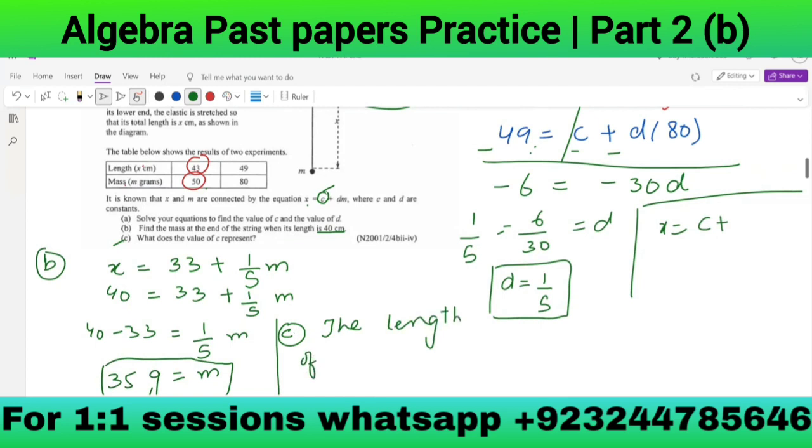C does not have any mass attached. C is alone. D has mass attached. C and D are constants. C and D are constants, but C does not have any mass attached. But C is equal to x. So the length of the string, the elastic string, when no mass is attached.